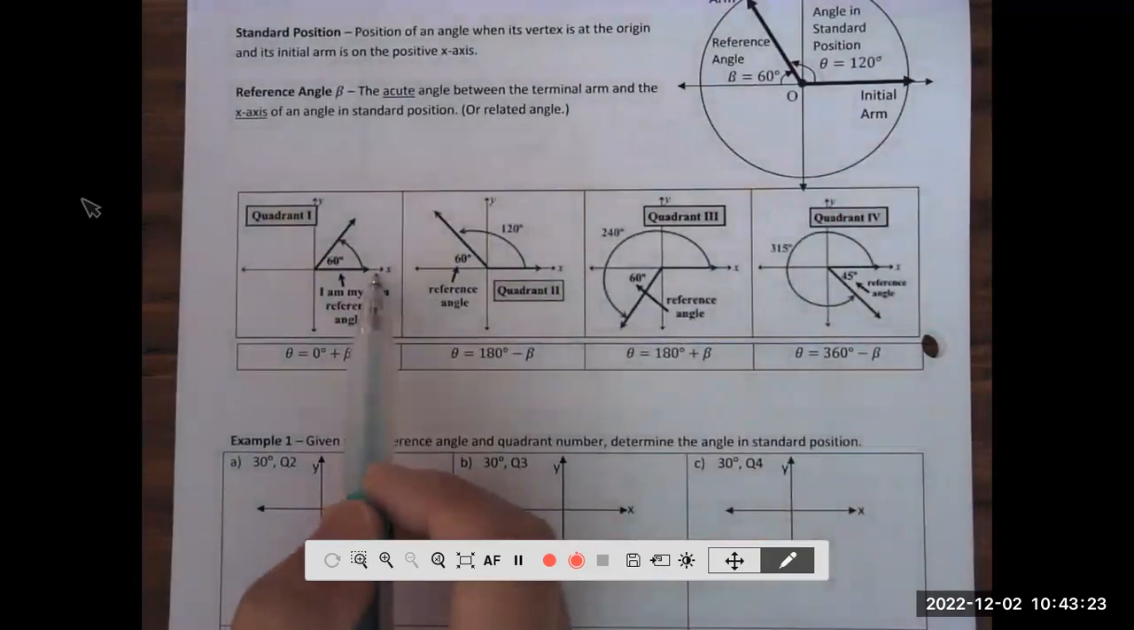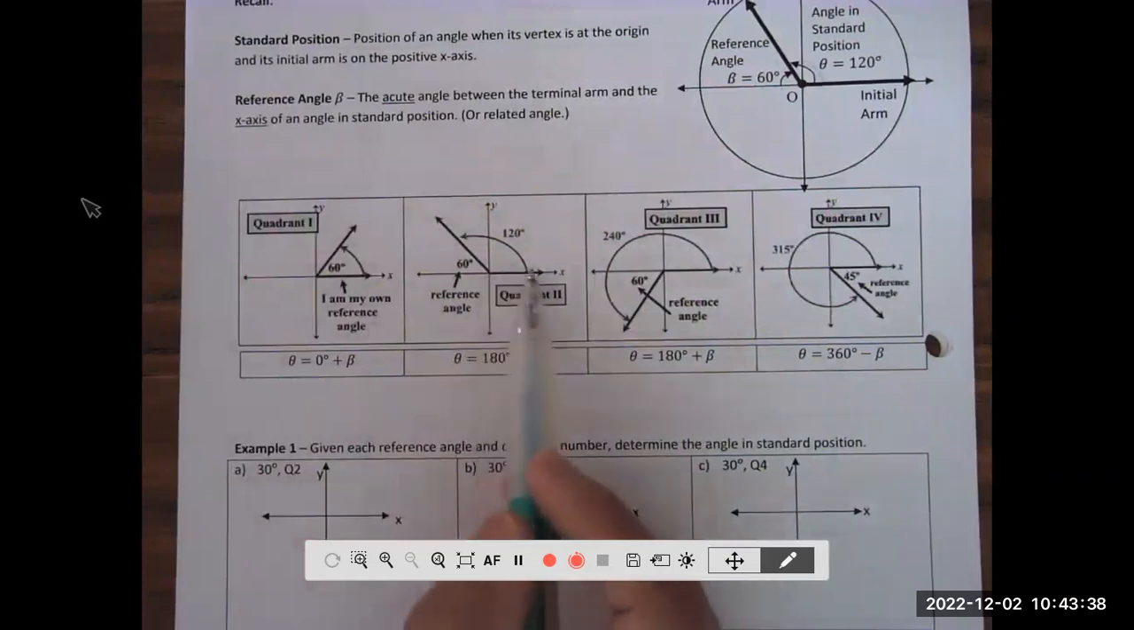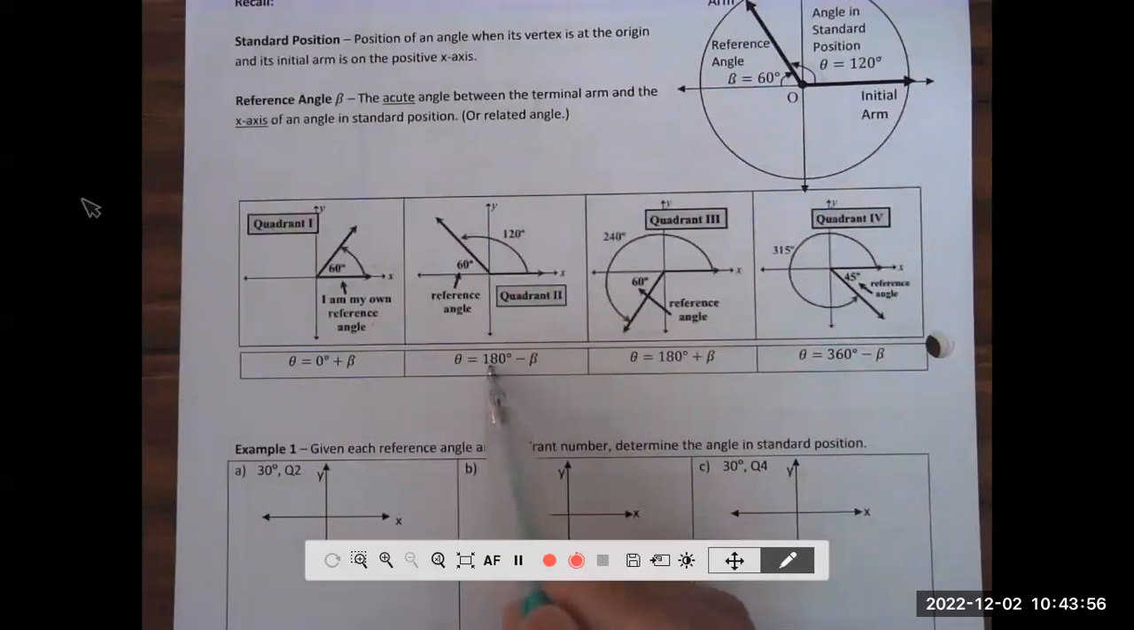Depending on which quadrant you are in, your beta angle will be different. So in quadrant number 1, I am my own reference angle, which means that your standard position theta and your beta angle are the same. In quadrant number 2, this is your standard position angle theta. Your baby beta angle is to the x-axis. Now, sometimes students make the mistake and they think it's to the y-axis. That's not correct. It is always down to the x-axis. So in this case, we do 180 degrees minus beta.